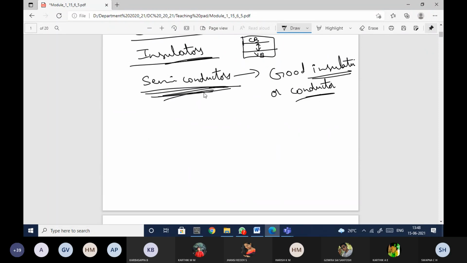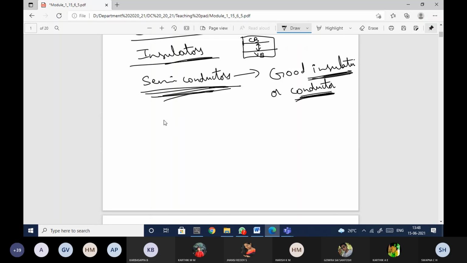By adding some additional atoms, I'll show you which kind of atoms to be added, we can make them work as a conductor. Insulator in its purest form; to make it conduct, we have to add some additional impurities to it. So that is what a semiconductor is.